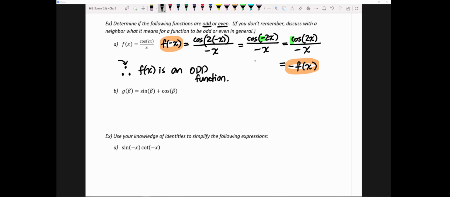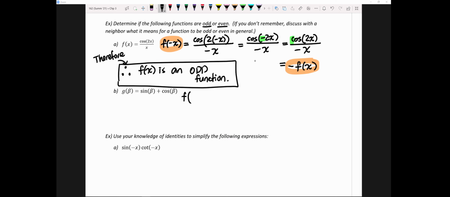Mathematicians love to abbreviate, so the 3 dots in a triangle represent therefore. Okay, let's do it again. So negate the input. Negate means we want to find g of negative beta. So replace the input with negative beta.